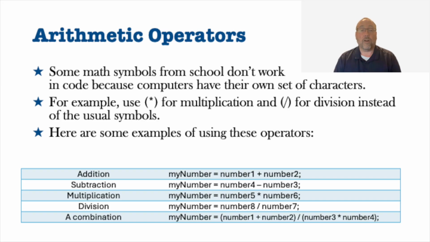In fact, here are the common basic set of arithmetic operators. And so you can see the first line we use a plus, the second we use a minus, the third we use an asterisk or a star to mean multiply. Division, we need a slash to mean division. And then we can string a combination of these together with parentheses and whatnot to get the desired result that we're looking for.